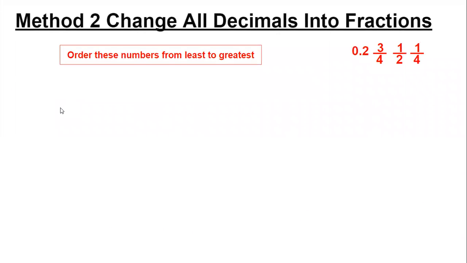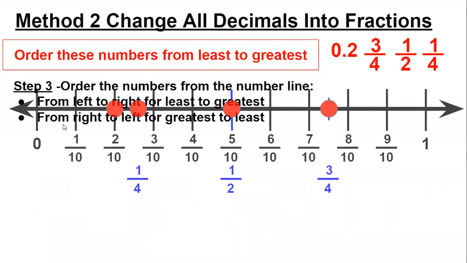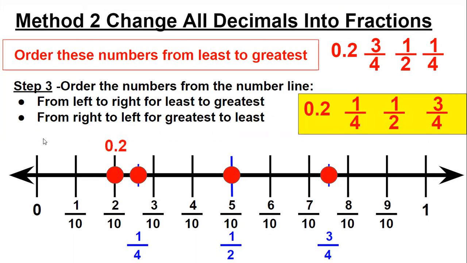Just like method 1, we're going to order the numbers on the number line. Since it's least to greatest, we're going to read them from left to right. So let's put them back in their original format. So 2/10, then comes 1/4, then 1/2, and then 3/4. All right.